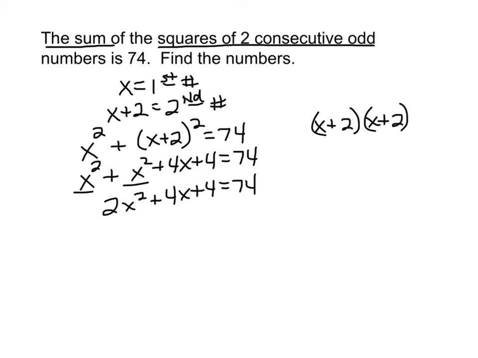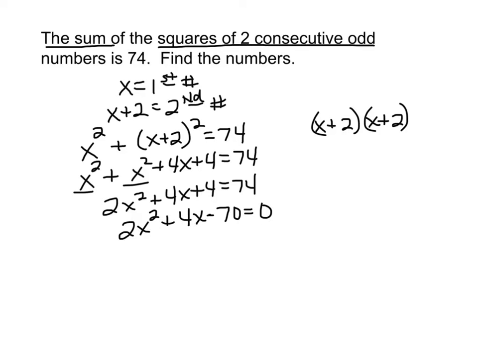is equal to 74. In order to solve this, I need to make the right-hand side equal to 0, so I'm going to subtract 74 from both sides, and I get 2x squared plus 4x minus 70 is equal to 0 when I subtract 74 from both sides. Now at this particular point, I just need to solve that.